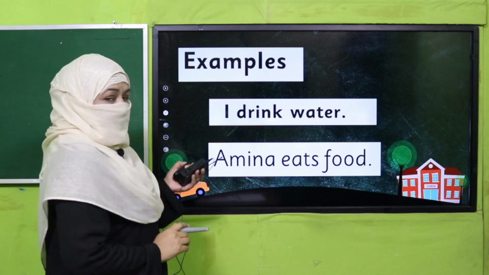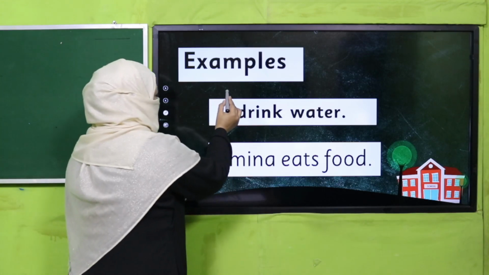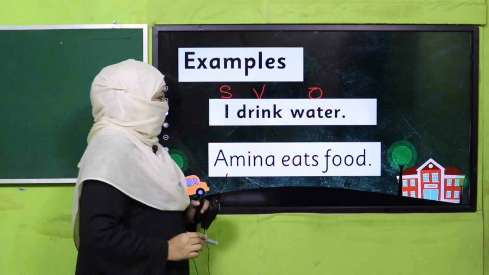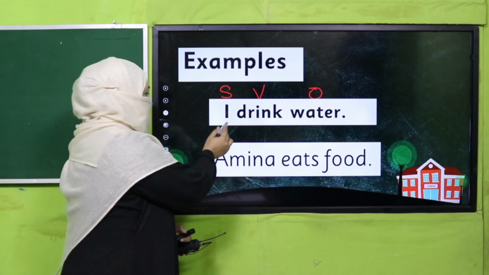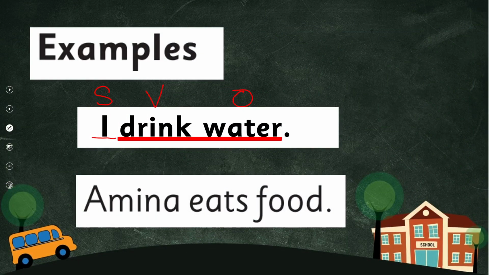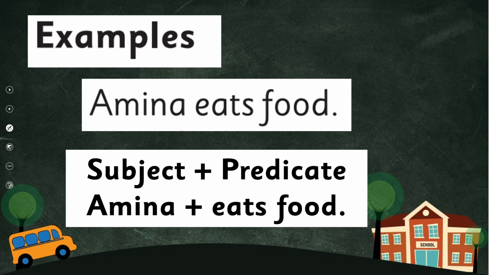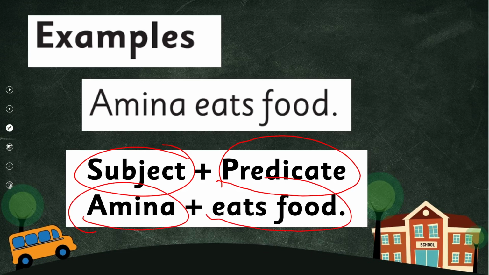Another example, I drink water, as we were talking about it. Now we know I is the subject, drink is the verb, water is the object. So what is the predicate here? We take the subject separate, so the rest of the sentence is the predicate. Do you understand? Okay. Amina eats food. Once again, this is the subject and this is the predicate. Do you understand? Okay. So here is the subject and predicate.